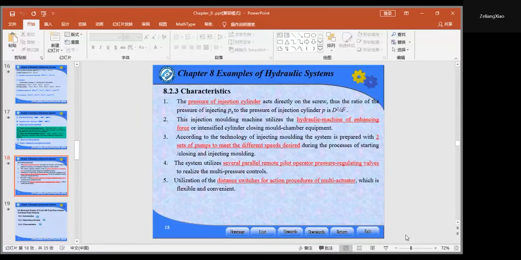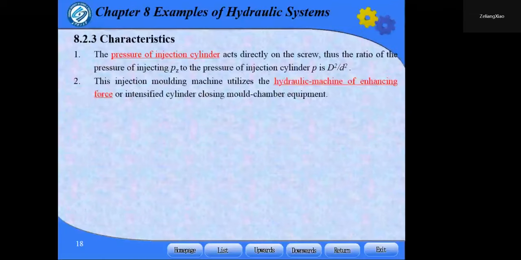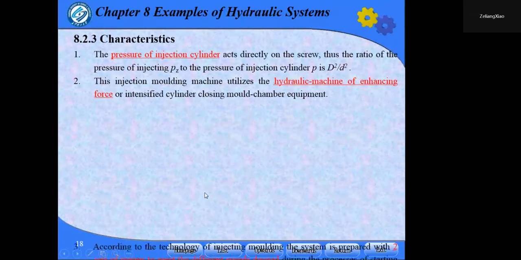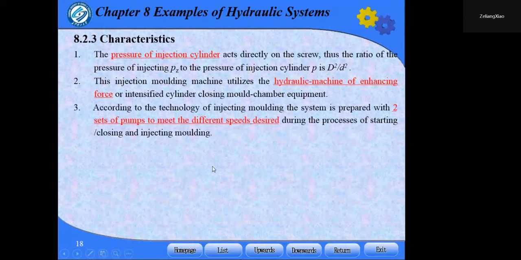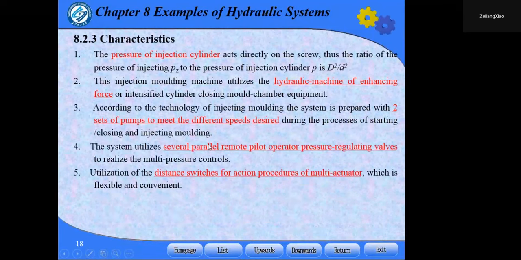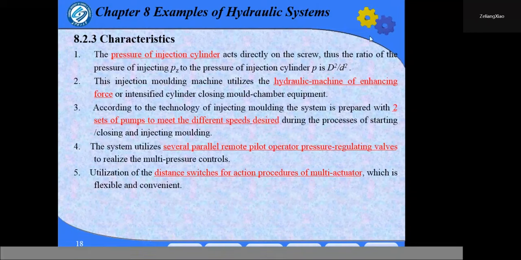Now we will go on. Yes, teacher. See the characteristic of this. First is the pressure of the injection sending the force on the screw. And thus the ratio of the pressure of injection to the pressure of the injection cylinder is the square of D to the square of d.